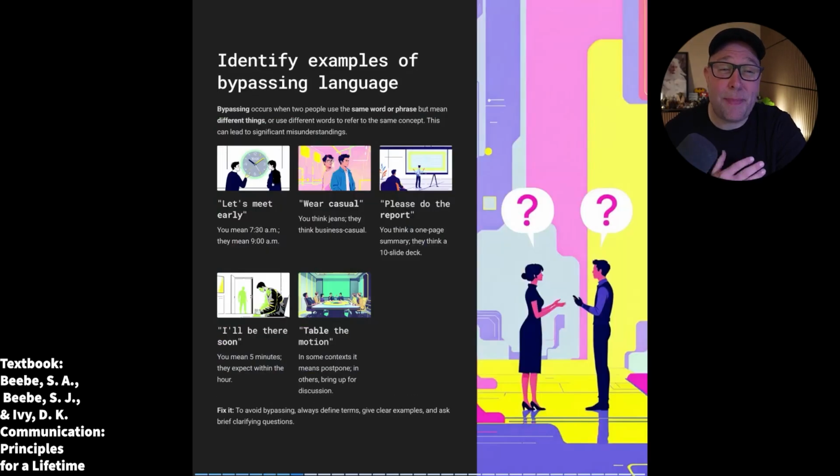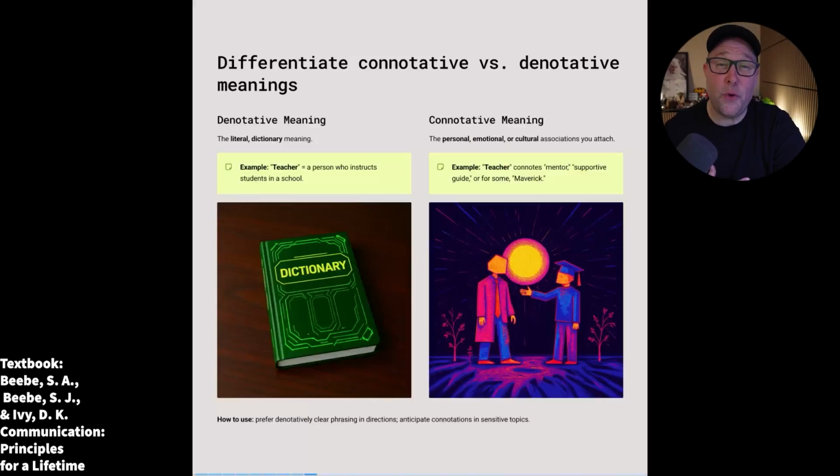So to fix bypassing language, where we use the same word or phrase but mean different things, or use different words to refer to the same concept, we can avoid bypassing by always defining terms, giving clear examples, and asking brief clarifying questions.